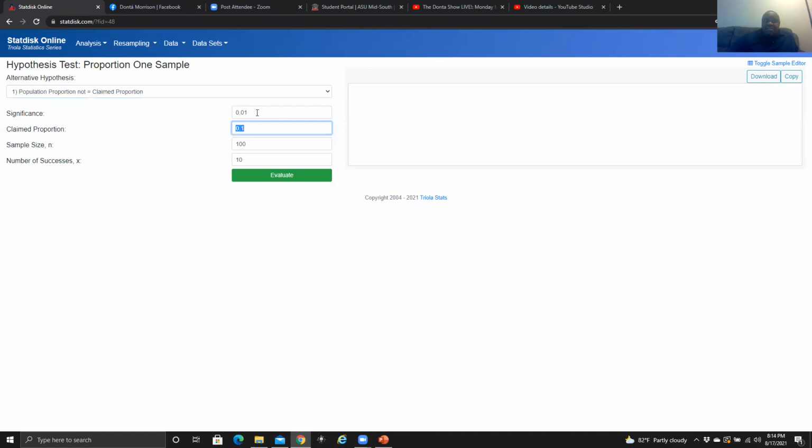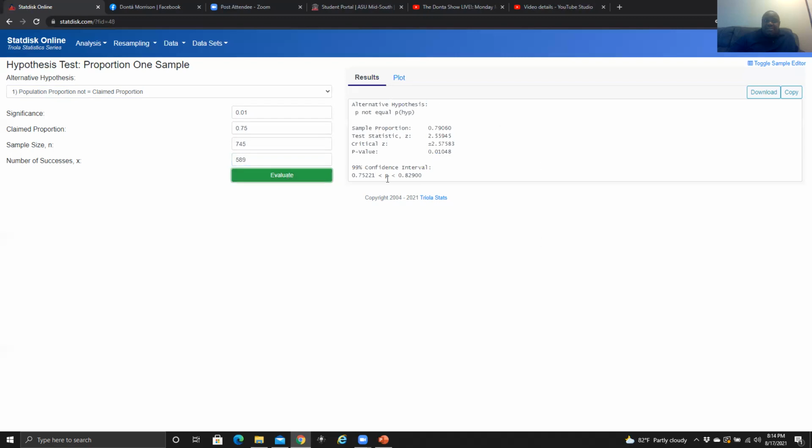Claim proportion. Let's say 75%. Well, 75% as a decimal, we're going to use 0.75. And then tab down to your sample size, which is N, that's 745. Type that in, tab down to the number of successes, which is your X, that's 589. So here we have everything we need to click on evaluate.